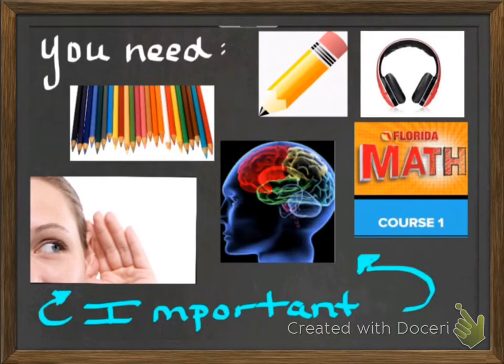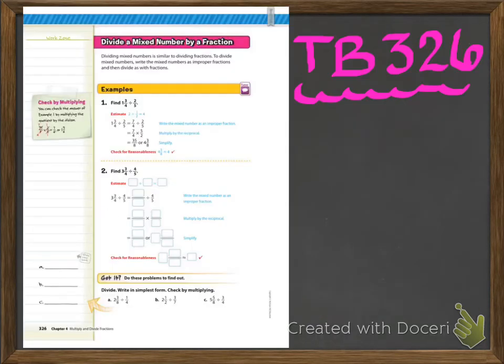So you want to make sure that you have your colored pencils, a regular pencil, that regular pencil's for all the on your own, your textbook, and a nice quiet location so that you can listen and think about what's being said in the lesson. First, we're going to start here on textbook page 326.